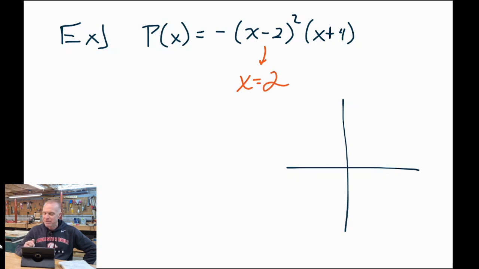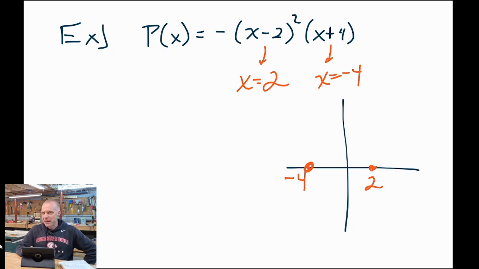But I'd want to even just note right now that this root of 2 has a multiplicity of 2. That is because it gets counted twice. It looks like I also get a root of -4. And remember, both of these roots are going to be x-intercepts. So, of course, that'd be a great place to start on this graph.